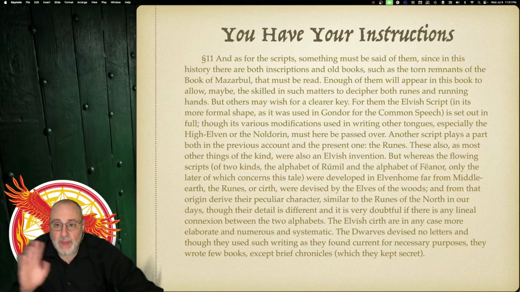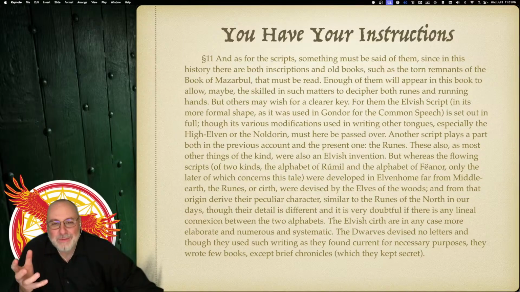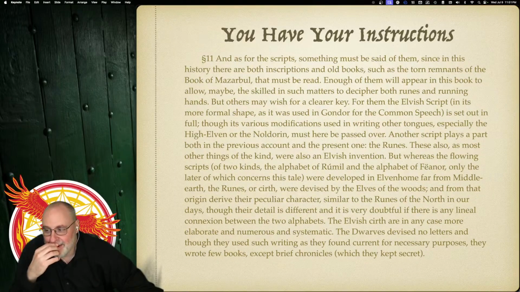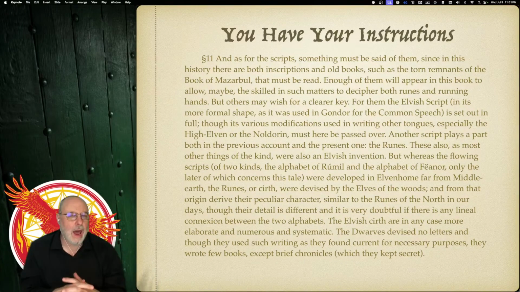But anyway, notice the word that jumps out at me in that first paragraph is must. There are inscriptions that must be read. I mean, yeah, they have to. This is not optional, people.